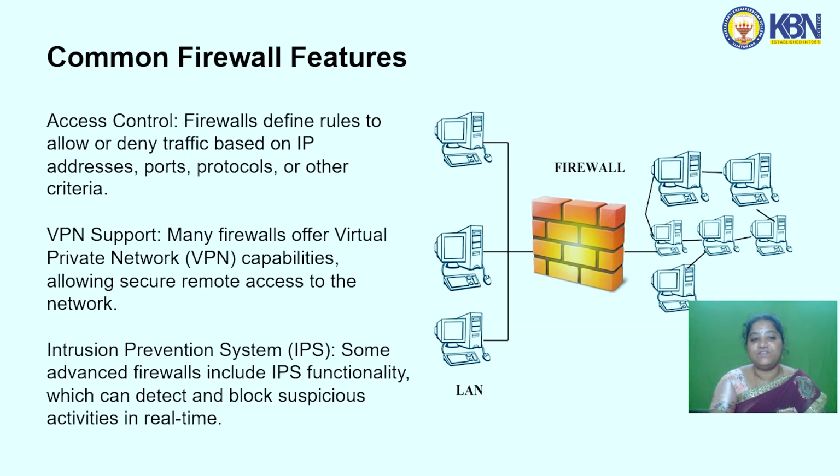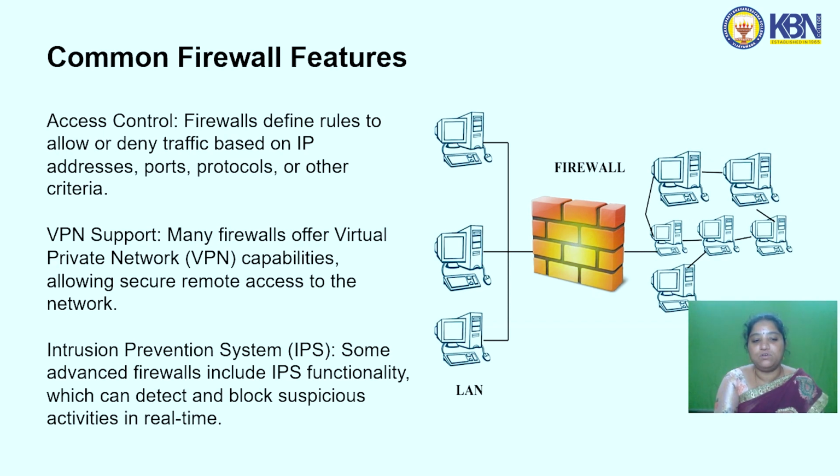Now the common features of firewalls are access control, VPN support, and intrusion prevention system, that is IPS. Access control firewalls define rules to allow or deny traffic based on IP addresses, ports, protocols, or other criteria. It is basically used for traffic based addresses. Traffic based means system IP addresses, system ports, or protocols.